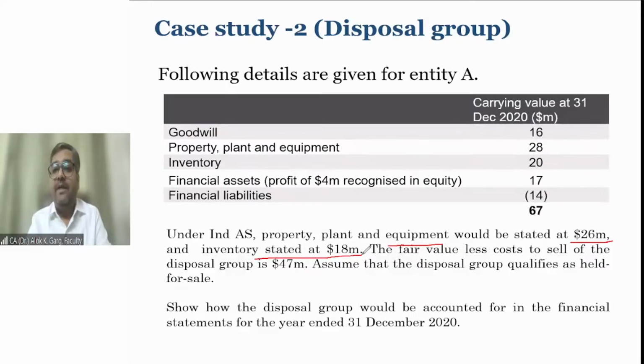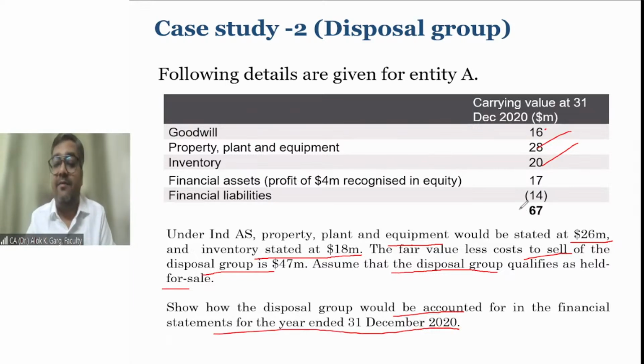So the value of PPE is given, the value of inventory is given, but the value of other assets and liabilities is not given. We will assume that for other assets and liabilities, the value will remain same. The fair value less cost to sell, step number 2, is also given, $47 million. Assume that the disposal group qualifies as held for sale on 31st December. You are required to show how the disposal group would be accounted for in the financial statement for the year ended 31st December 2020. So let me take you to the Excel file and let's solve this case study.